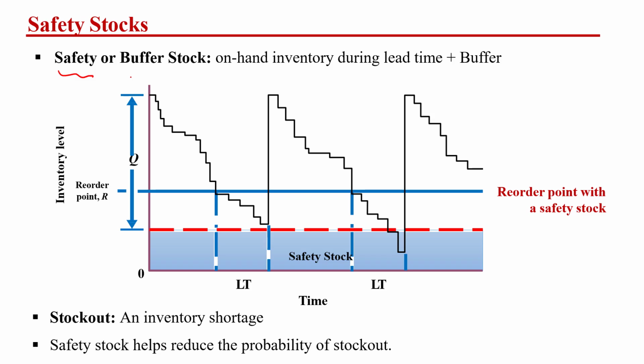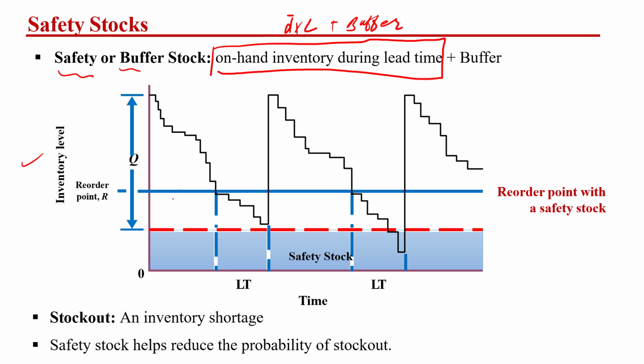So how can we define safety stock or buffer stock? It is basically the on hand inventory during the lead time, which we can calculate as the average demand, let's say per day, multiplied by the lead time in days, plus the buffer, or you can say plus the safety stock. As we can see from this particular diagram, if this is the reorder point, this is the time period that we call the demand during the lead time. We have placed the order over here and we are going to receive this order over here. So this is the demand during this lead time, and after that we have to calculate how much buffer, or how much safety stock, we should have.